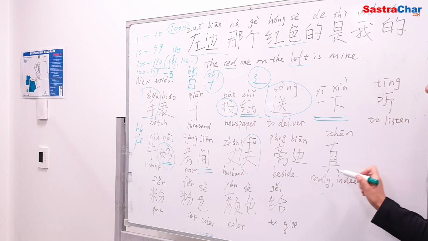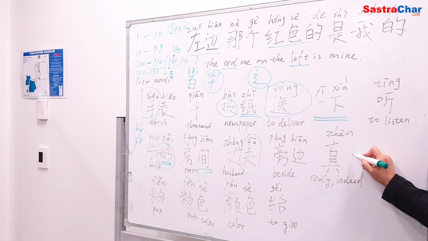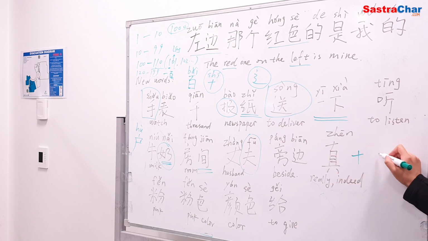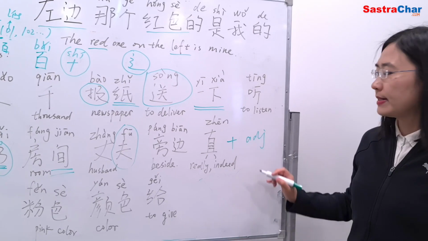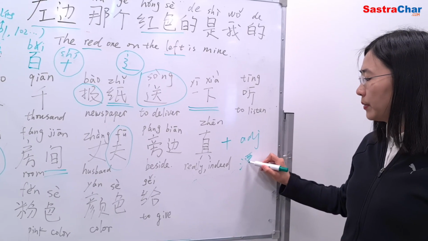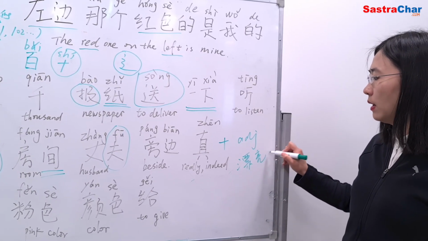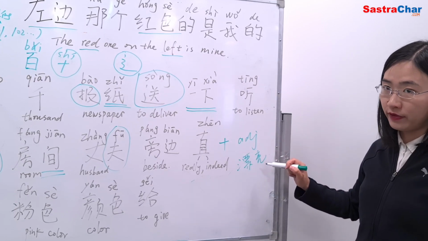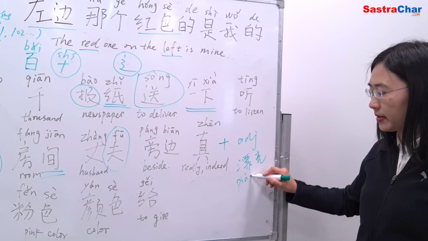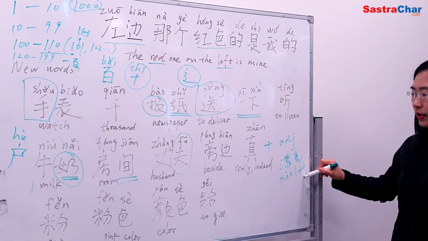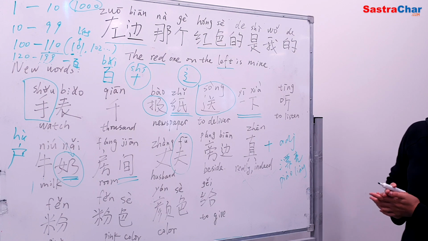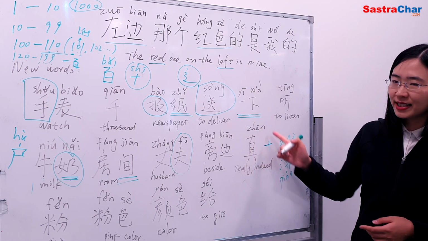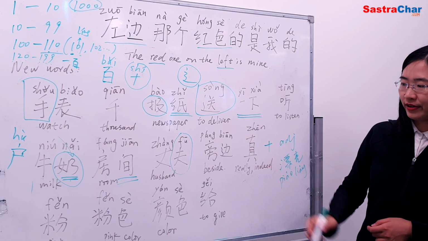Okay. Next, 真. 真 means really or indeed. It can describe an adjective. If I say, oh, it's really beautiful, you can say 真漂亮. 漂亮 is beautiful, right? We have learned this word. So 真漂亮, really beautiful. So 真 is an adverb.